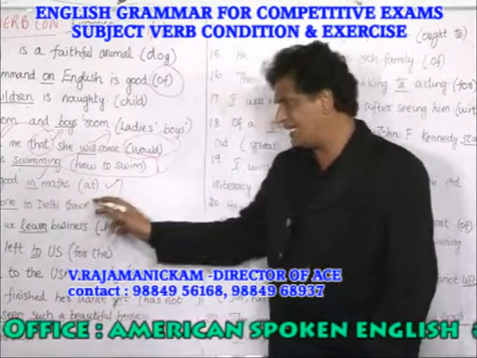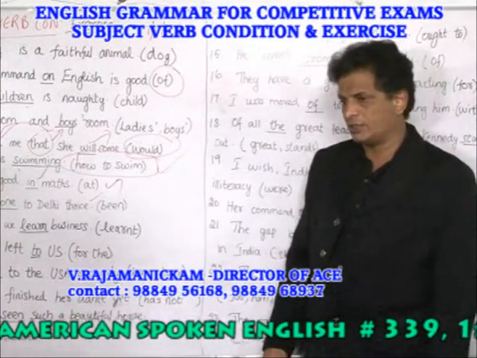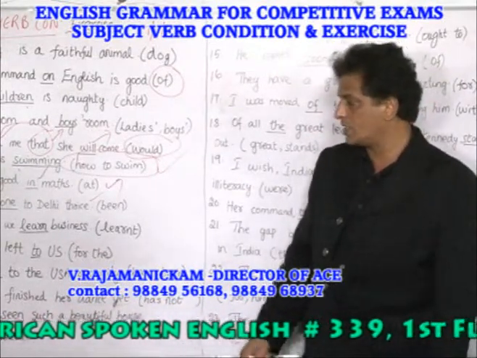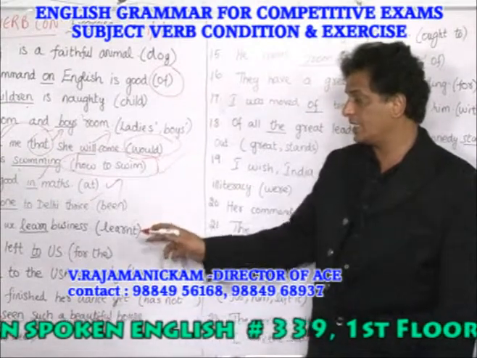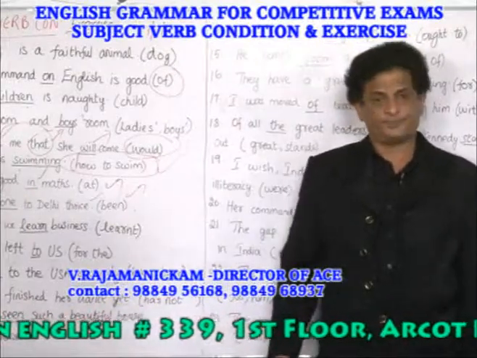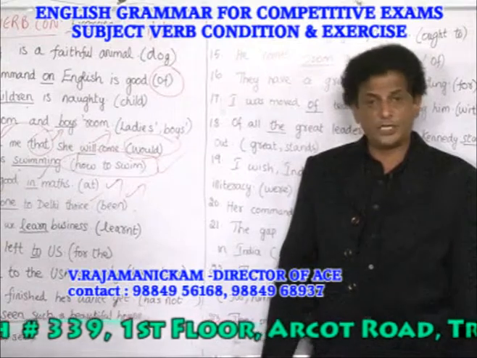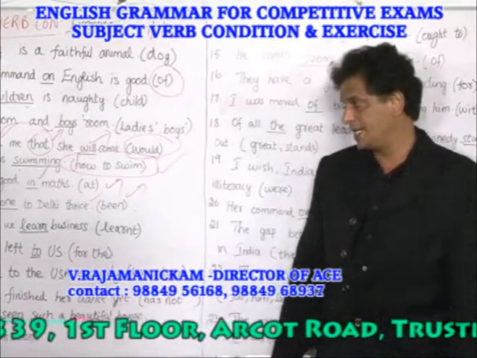We have gone to Delhi thrice. Is it right or wrong? Wrong. The grammar says it is wrong. Rather than gone to, you have to use, we have been to Delhi. We have been to Delhi. I have been to America. Been.